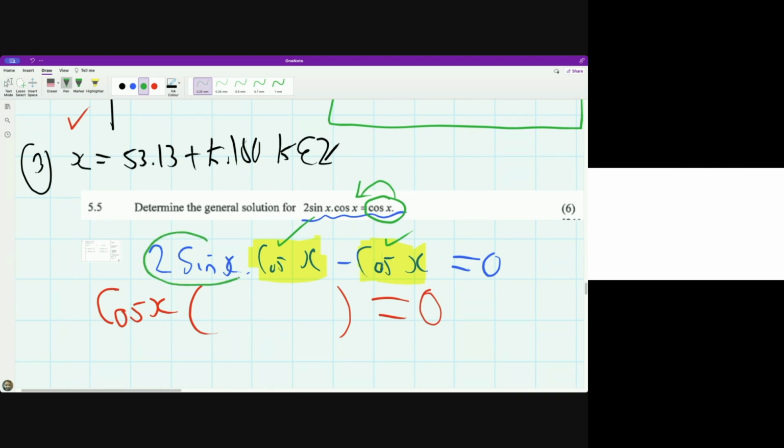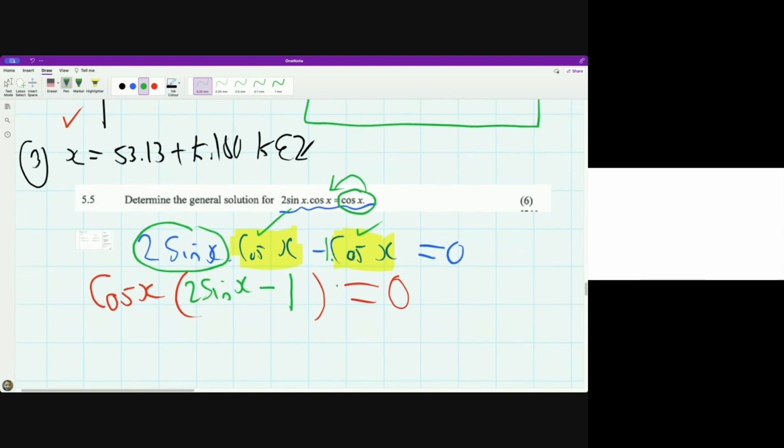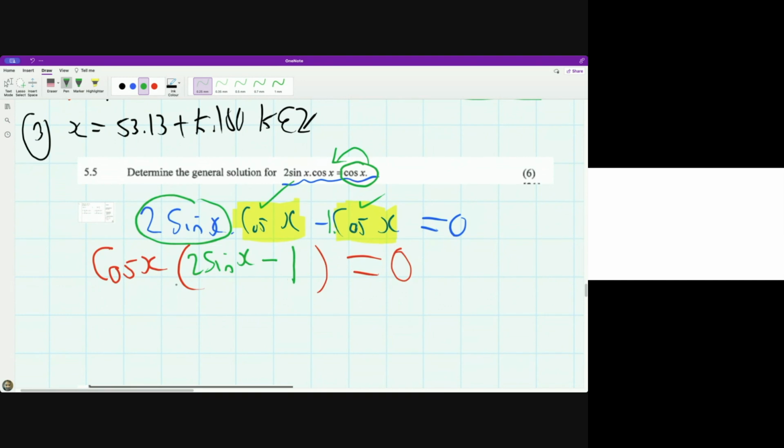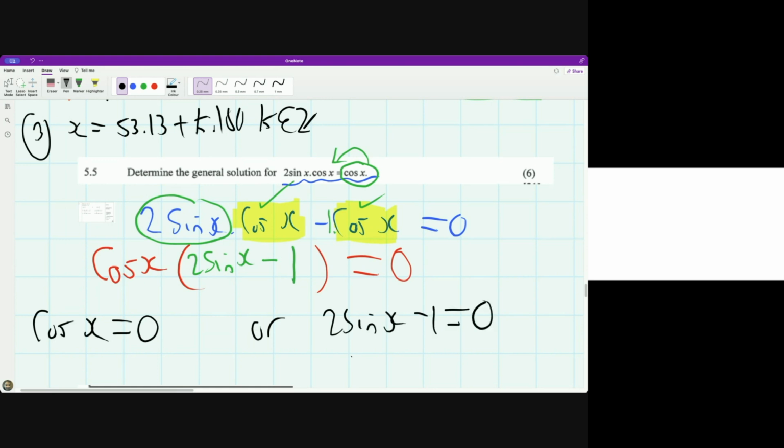Well, what's left behind? It's 2 sine x minus what? Minus 1. Yes, there's a phantom 1 here. Now, if I take this one, it feels a lot like a quadratic equation. So I have to say that cos of x equals 0, or 2 sine x minus 1 equals 0. Now, this one over here seems like it's ready to solve. I need to do a little bit of work on this one. What should I do to make this more solvable?